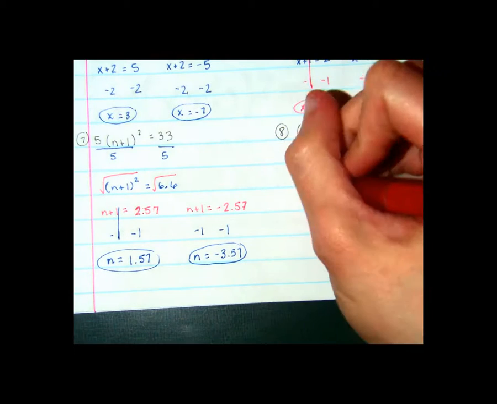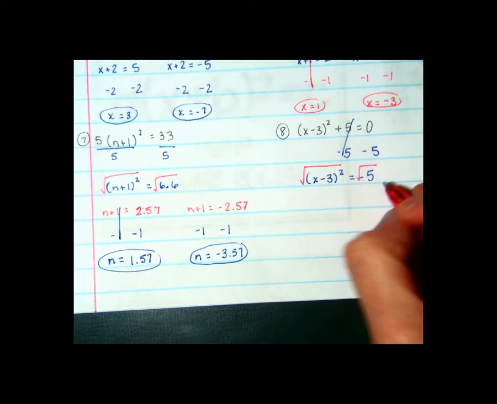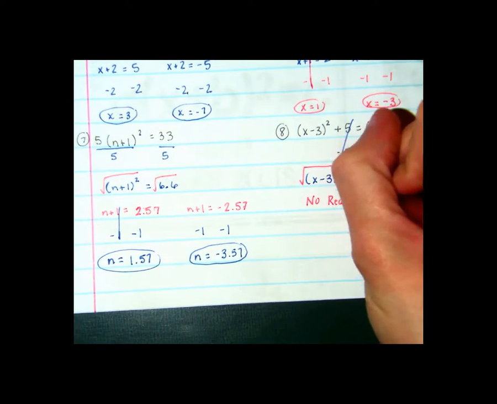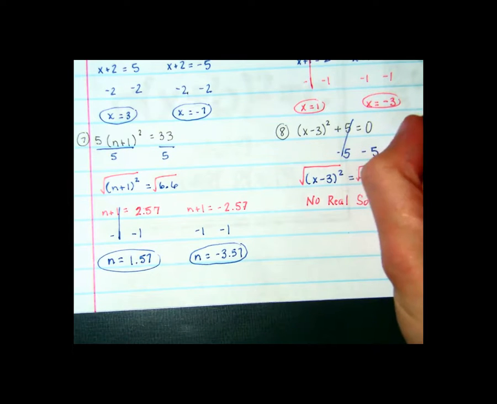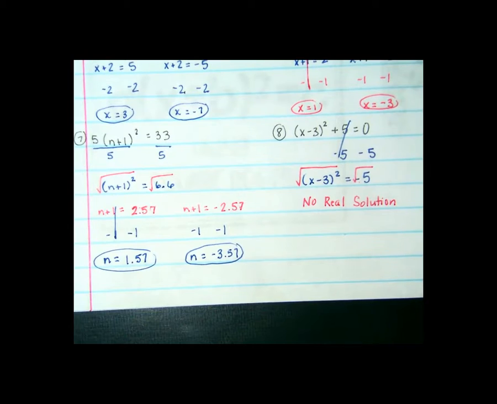And then I would take the square root, but what's the problem? I can't have the square root of a negative, at least not in Algebra 1. No real solution. You can in Algebra 2, but you got 2 years for that. Okay.